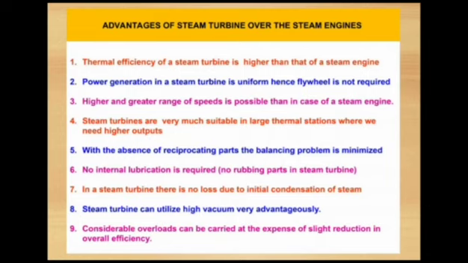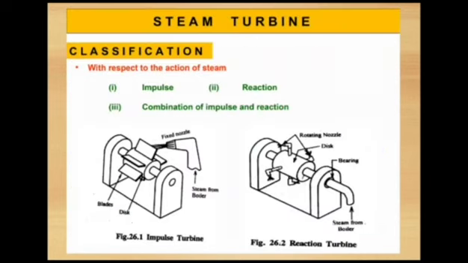No internal lubrication is required. In a steam turbine, there is no loss due to initial condensation of steam. A steam turbine can utilize a high vacuum very advantageously. Considerable overload can be carried at the expense of a slight reduction in overall efficiency.